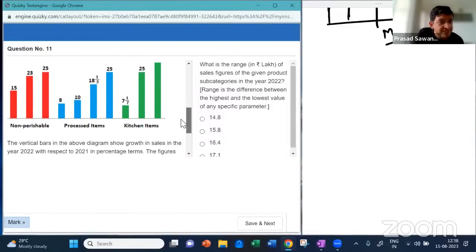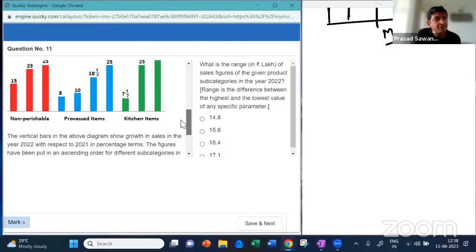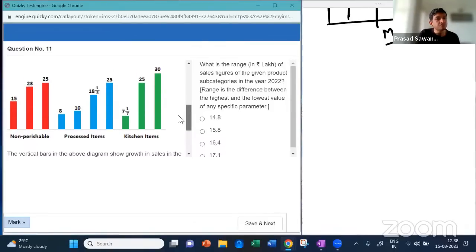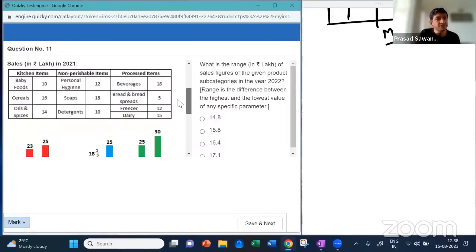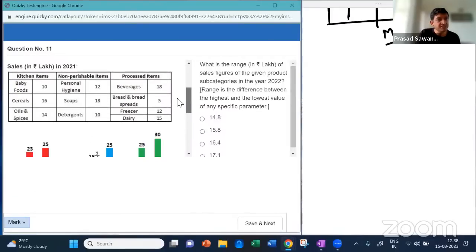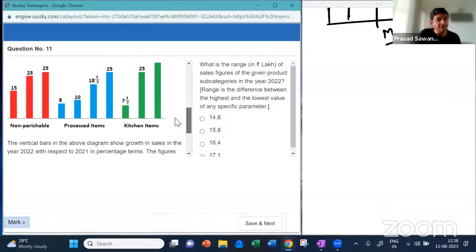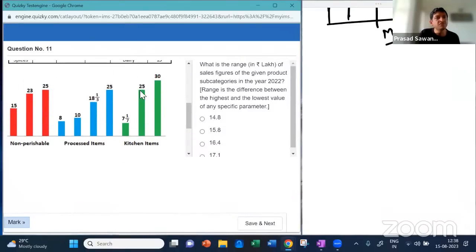Vertical bars show the growth in sales in the year 2022 with respect to 2021 in percentage terms. Okay, but we don't know which one is which one. So kitchen items में there are 3 things, 10, 16 and 14 in 2021. 2022 में कुछ growth हो गया होगा, but kitchen items में we don't know which one is which one.